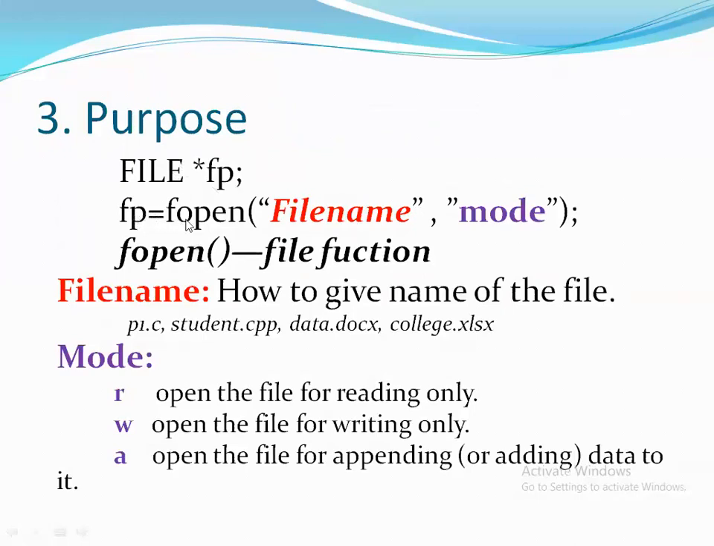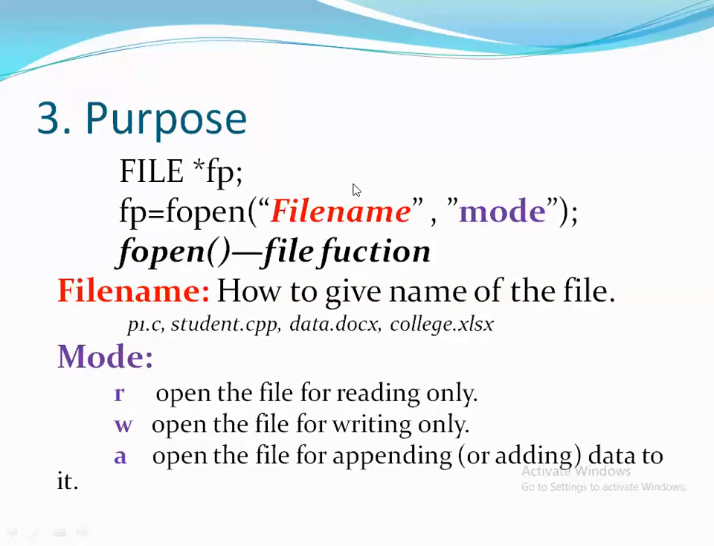Now let us use fopen. There are two parts: the first one is the file name, and the next one is the mode. F1 is the first file name. We will discuss fopen very clearly, but first we are going to verify the purpose of the files. Here fopen is called a file function.